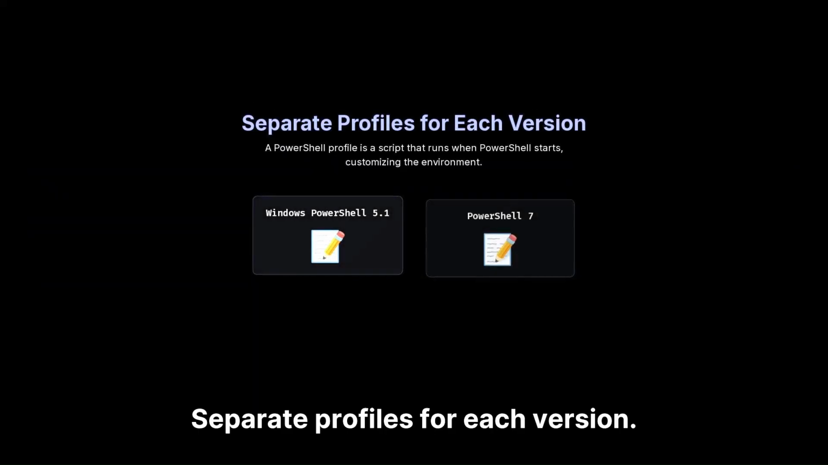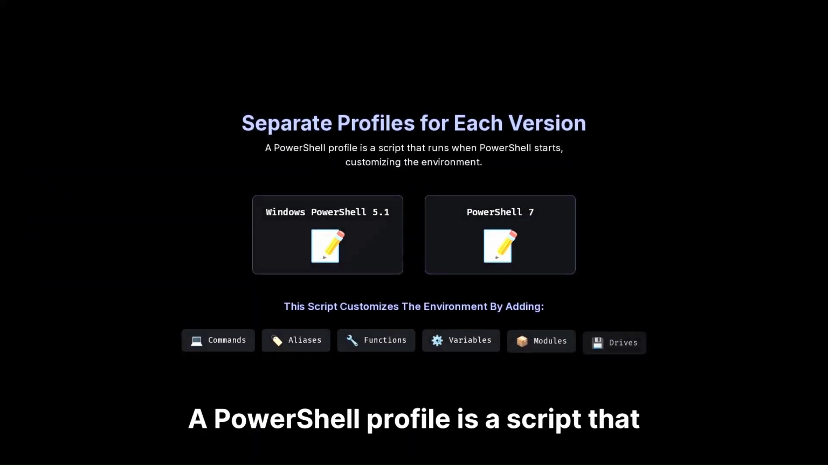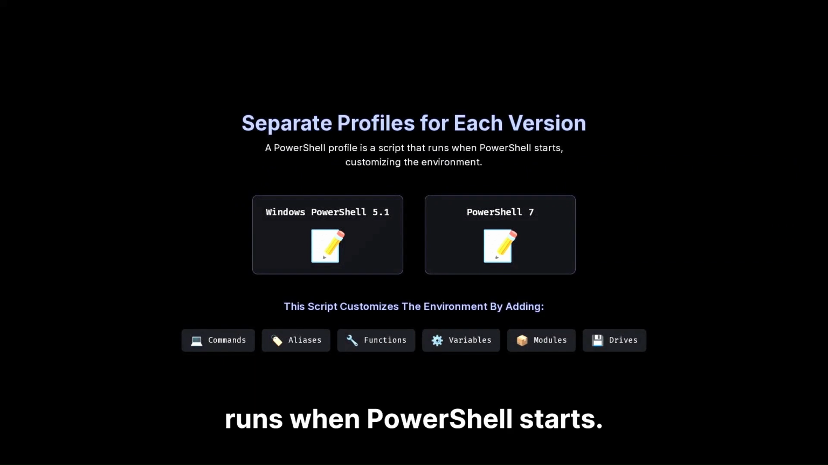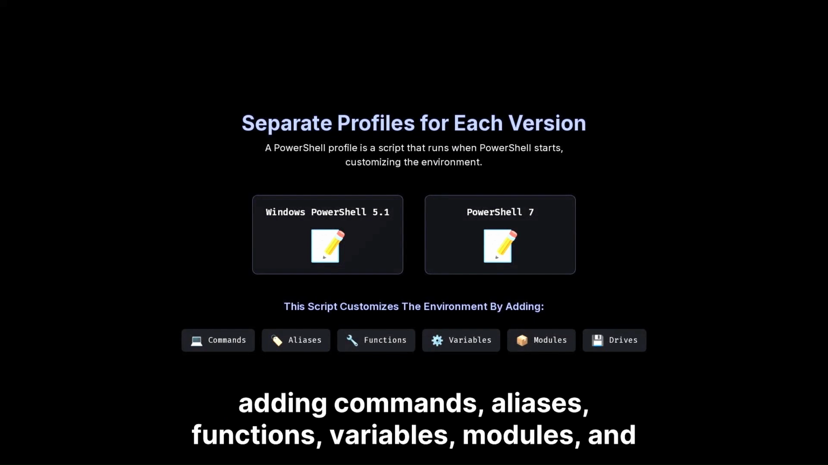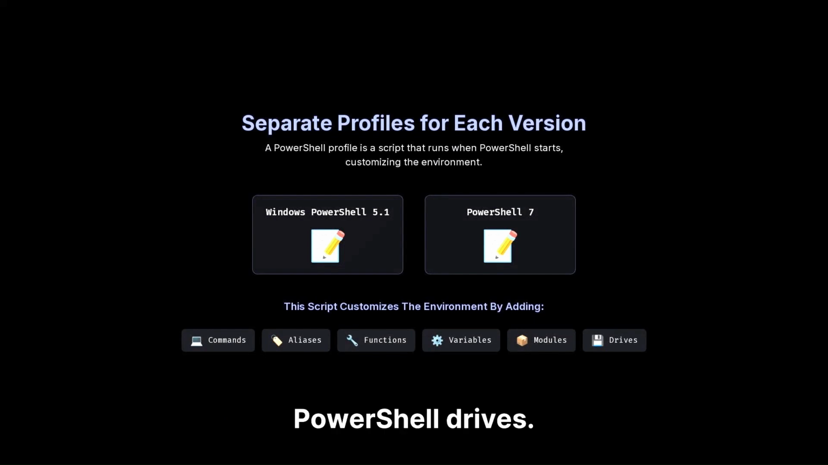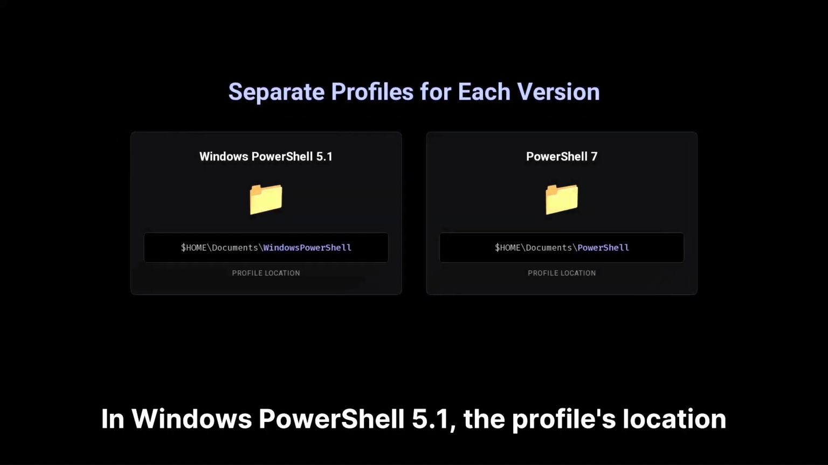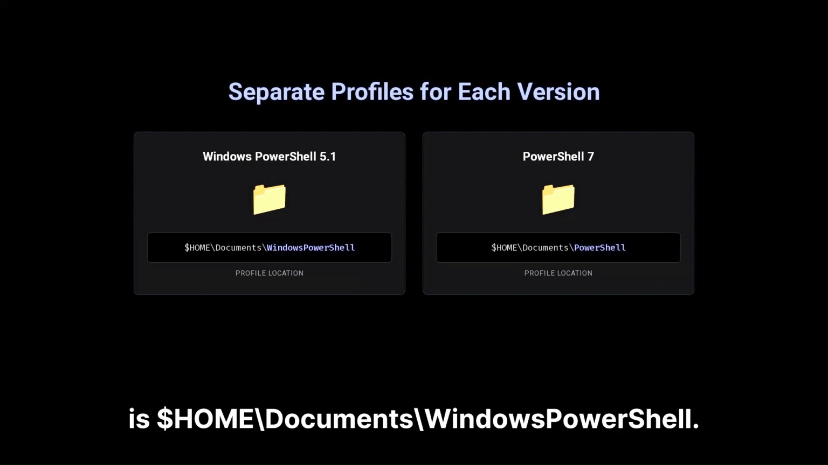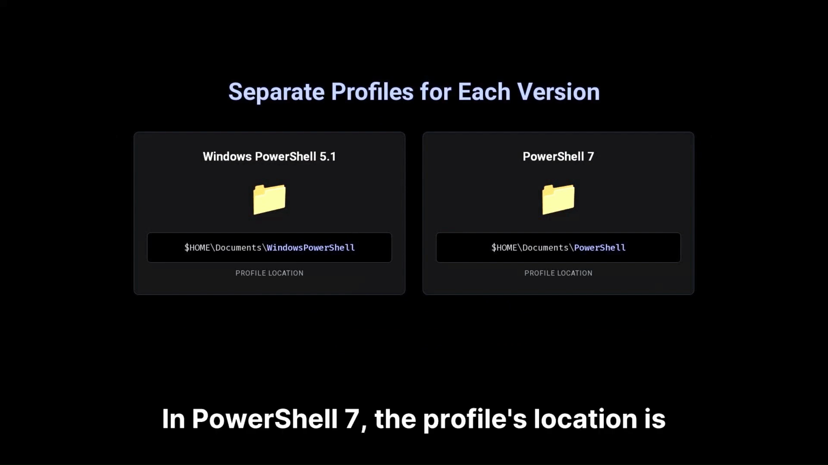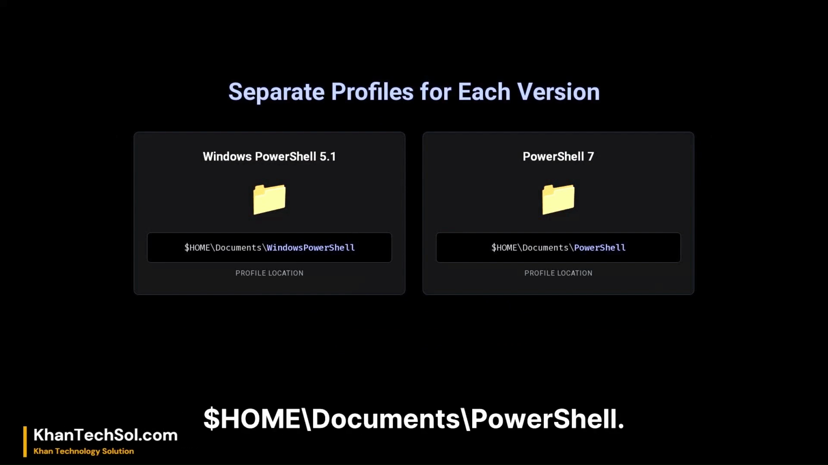Separate profiles for each version. A PowerShell profile is a script that runs when PowerShell starts. This script customizes the PowerShell environment by adding commands, aliases, functions, variables, modules, and PowerShell drives. In Windows PowerShell 5.1, the profile's location is Home\Documents\WindowsPowerShell. In PowerShell 7, the profile's location is Home\Documents\PowerShell.